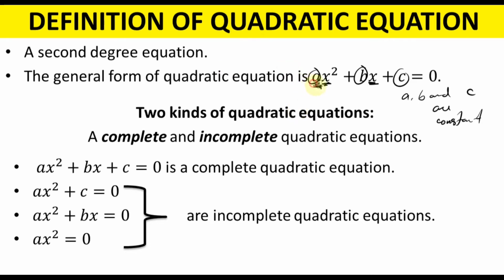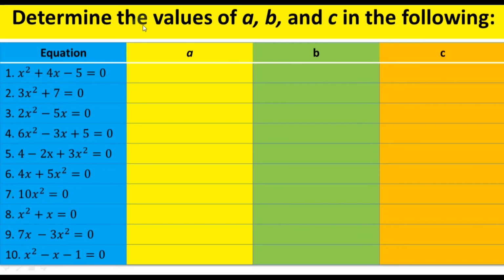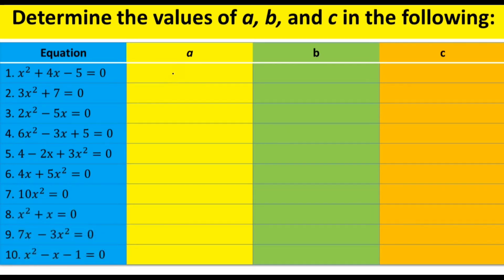Ito ang value ng A, B, and C in general form. So, tingnan natin. Determine the value of A, B, and C in the following. So, number 1, x squared plus 4x minus 5 equals 0. Ano yung value ng A? So, number 1. Okay, very good. So, that is 1. Ang letter B, that is 4. Ang letter C, that is negative 5.